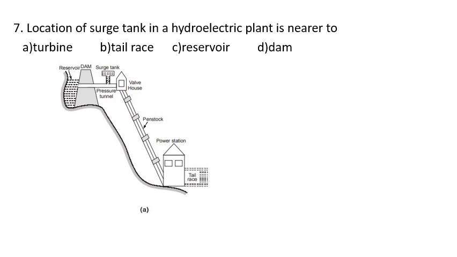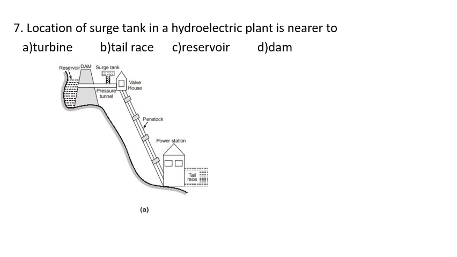At the power station, the mechanical energy of the water is directly converted into electrical energy by the alternators, and after that the water directly enters the tail race. This is the flow of water from the dam to the power station, and very near to the valve house you can see a surge tank.